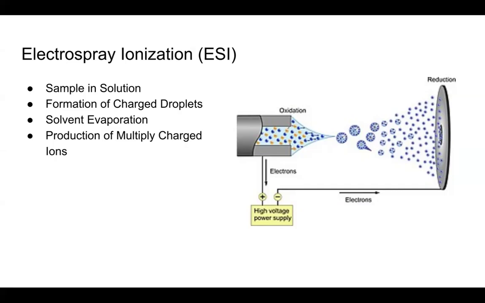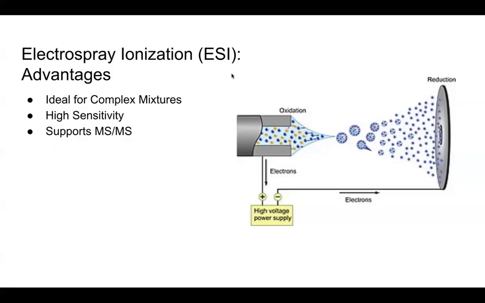Once that happens, we get multiply charged ions. So ESI typically produces what we call multiply, not multiple, multiply charged ions, meaning that large molecules can have several charges. And as we mentioned earlier, this reduces their mass to charge ratio to a range that is more suitable for mass spectrometers with limited mass ranges. So this multiple charging is particularly useful for analyzing large proteins and peptides.